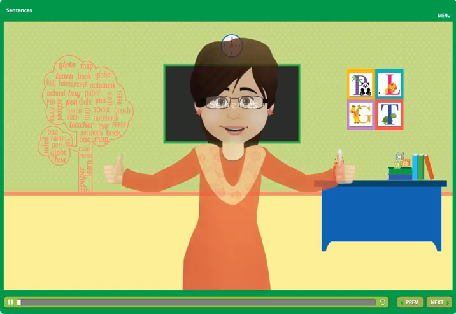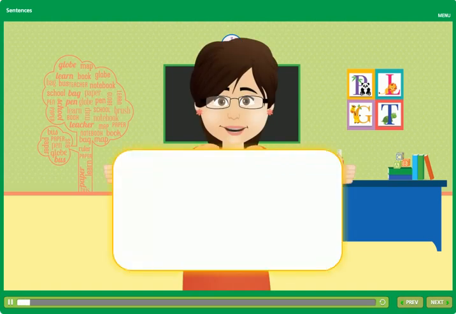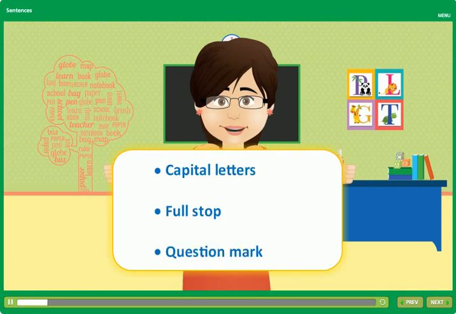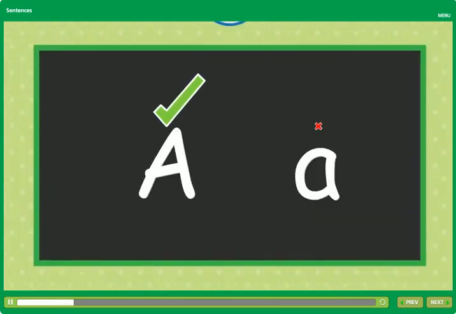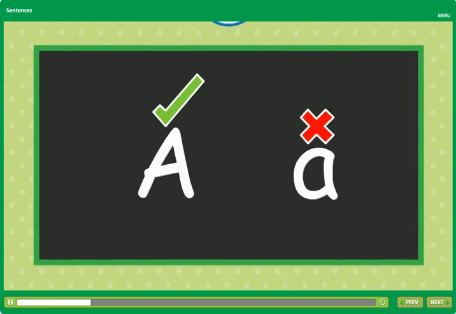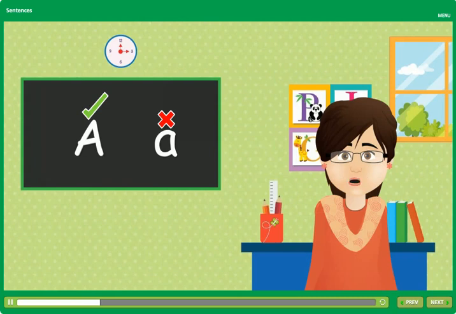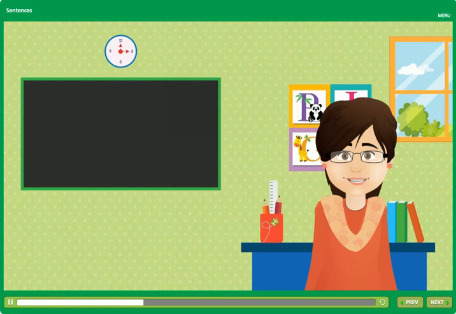There are different ways to help students practice making sentences. The first thing to practice with your student is that sentences always start with a capital letter. There are two kinds of sentences: telling sentences, which tell us about someone or something, and asking sentences that ask a question. Telling sentences end with a full stop, and asking sentences end with a question mark.